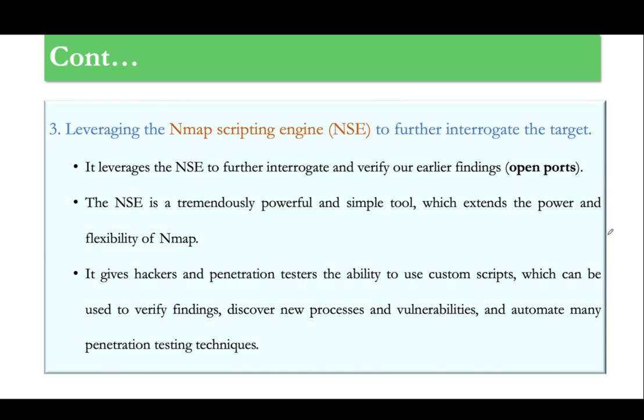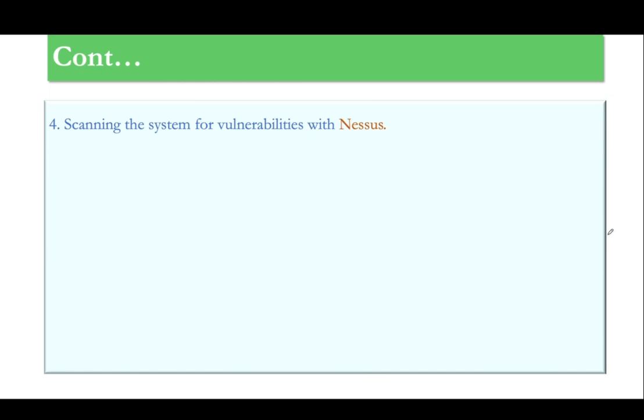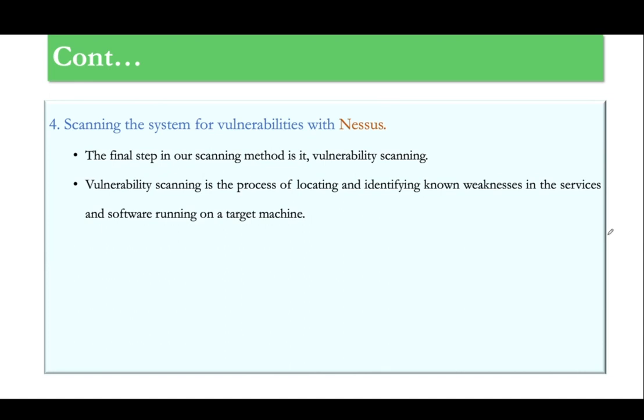The final step in our scanning method is the vulnerability scanning part. Vulnerability scanning is the process of locating and identifying known weaknesses in the services and software running on a target machine. The discovery of known vulnerabilities on a target system can be a bit like winning the lottery or hitting blackjack in Vegas. It is definitely a win for the pen testers.